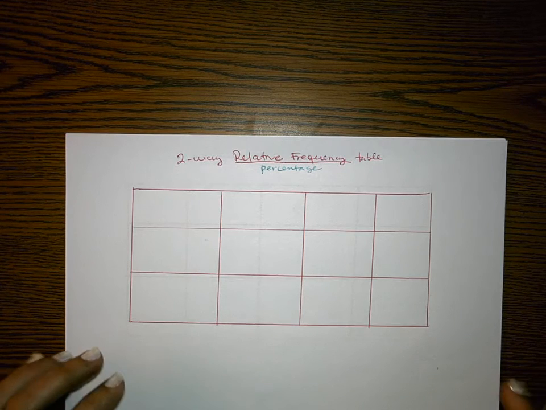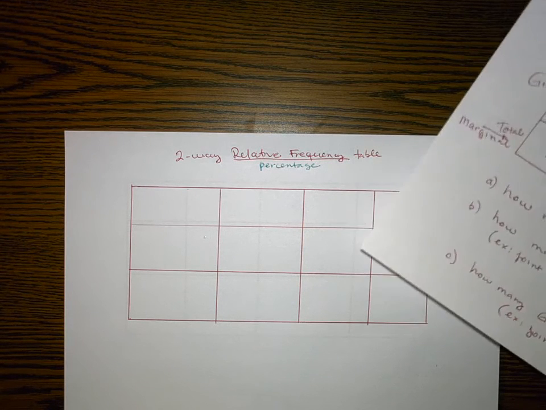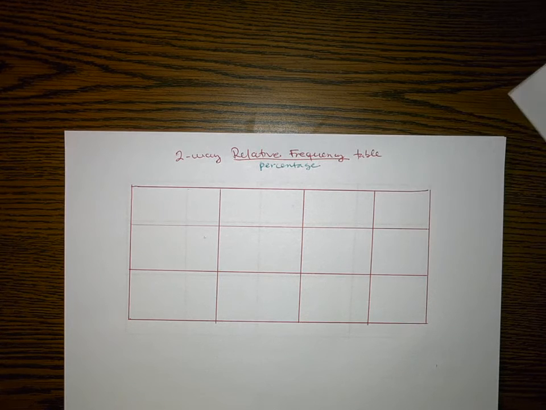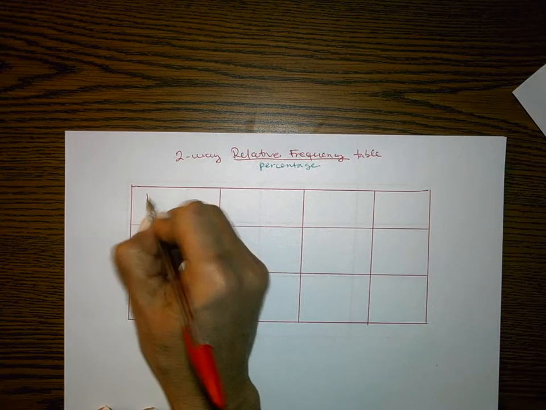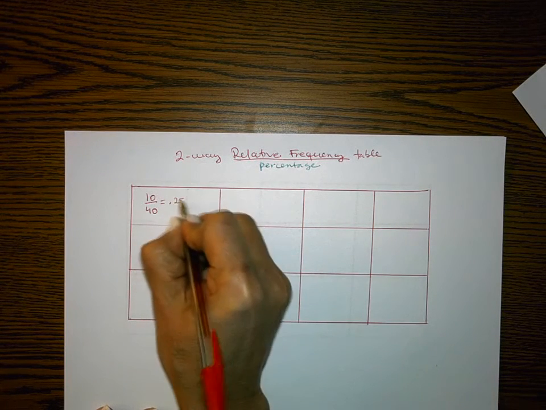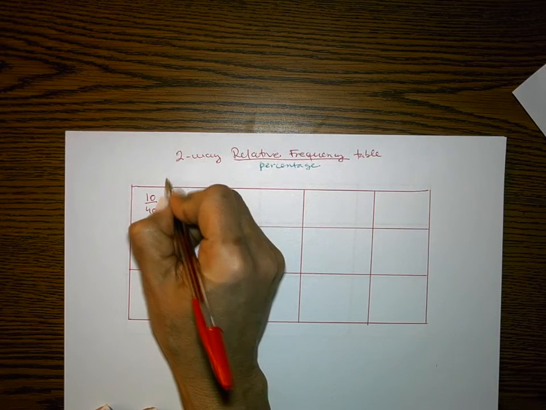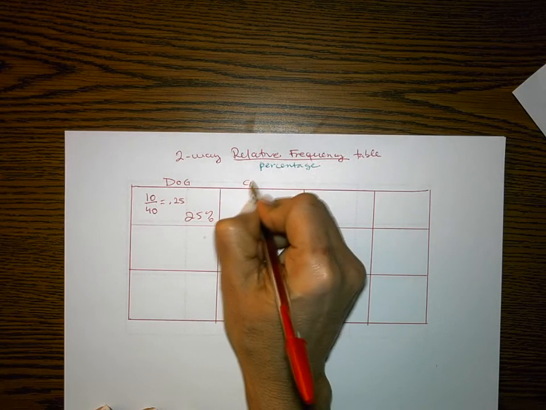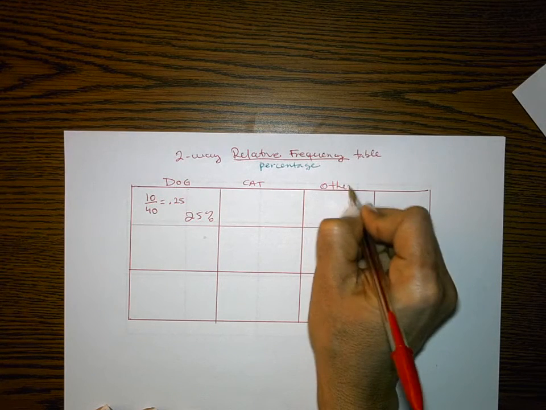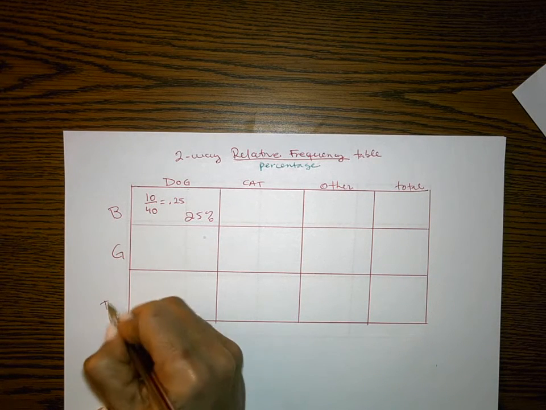Now, I am going to change this regular table, a frequency table, to a relative frequency table by dividing every single number that we had here by the grand total. So I'm going to divide 10 by 40, which is 0.25, and we want to show that as 25%. And these are dogs, cats, and others. These are our total, and these are boys, girls, and this is also our total, okay?